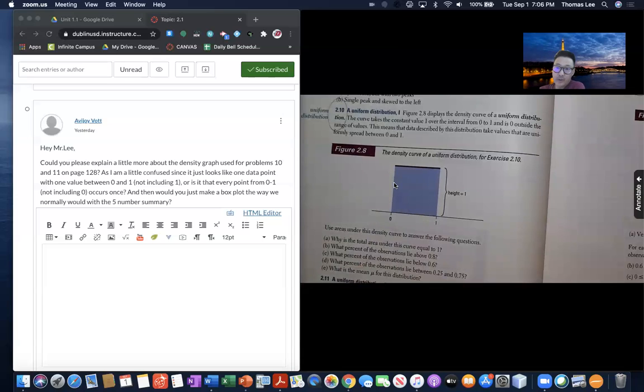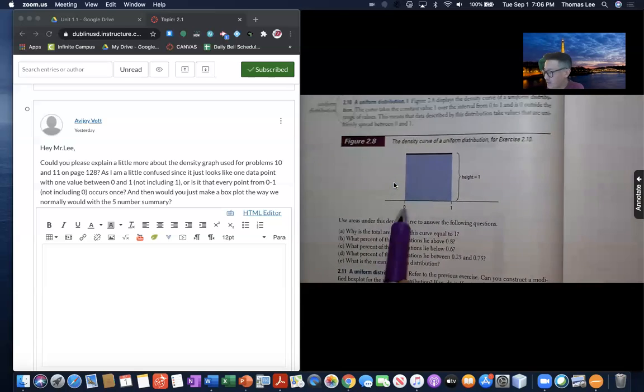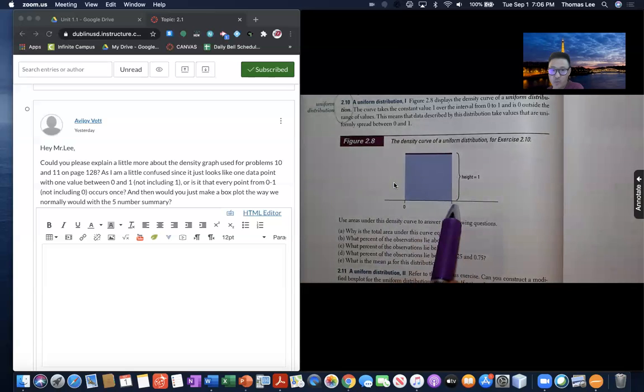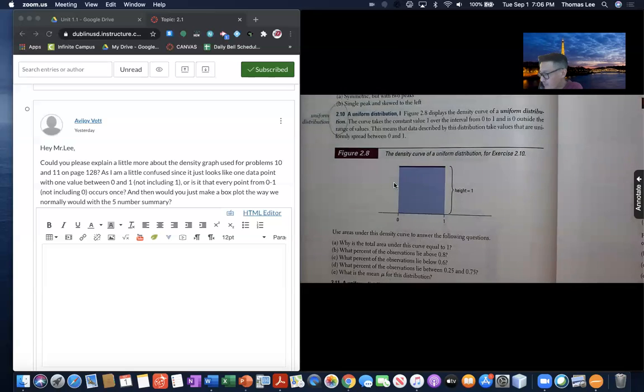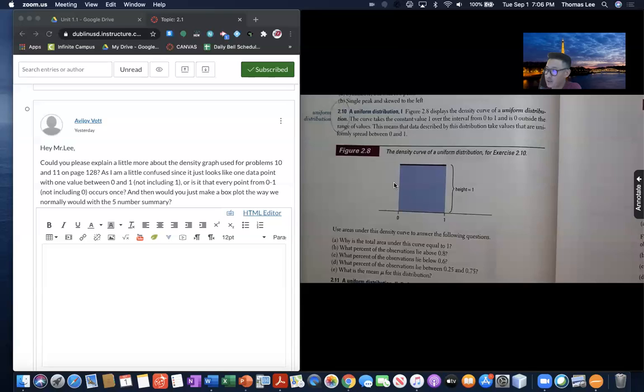And area is length times width, right? Area of a rectangle is just length times width. So 1 times 1 is equal to 1. So by mathematical definition, it has to go from 0 to 1 and have a height of 1, okay? Actually, that's not the only combination, but if this is 1, then this also has to be 1, okay?